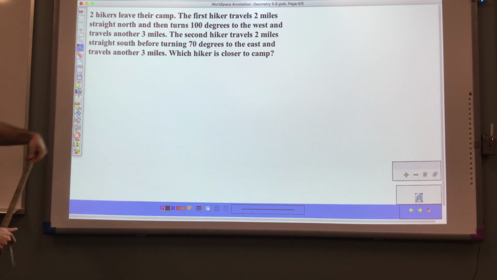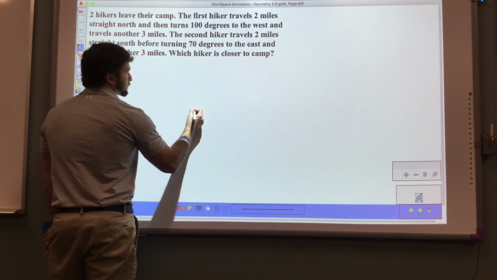Alright, word problem. Two hikers leave their camp. The first hiker travels 2 miles north and then turns 100 degrees to the west and travels another 3 miles. The second hiker travels 2 miles straight south before turning 70 degrees to the east and travels another 3 miles. Which hiker is closer to camp? So they're starting from the same spot.